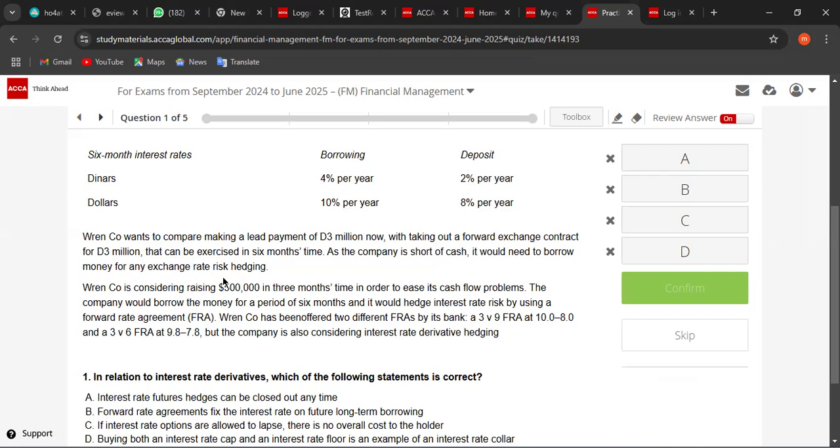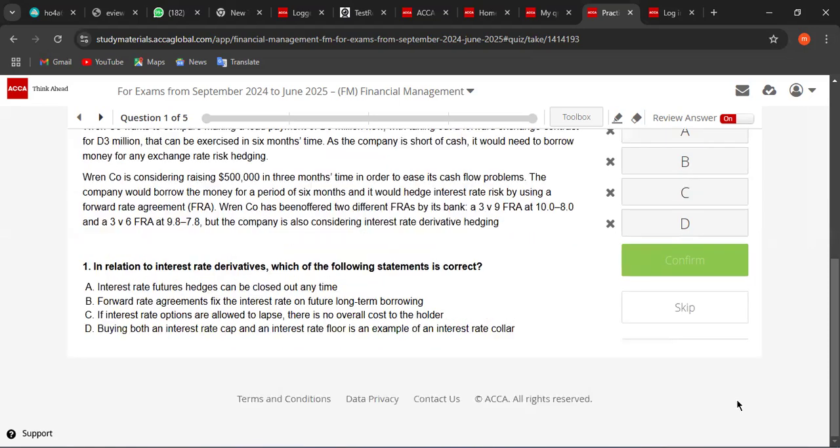The company is also considering interest rate derivative hedging. So for part A of the question, the examiner is asking, in relation to interest rate derivatives, which of the following statements is correct? An interest rate futures hedge can be closed out at any time. Guys, tell me, is this statement true or false?